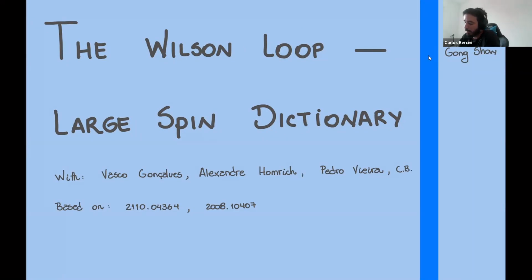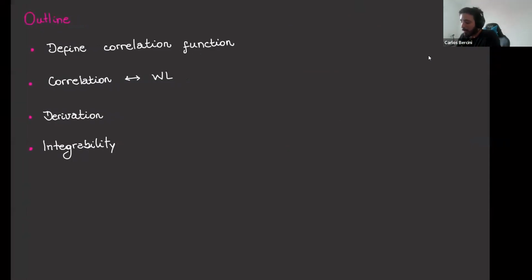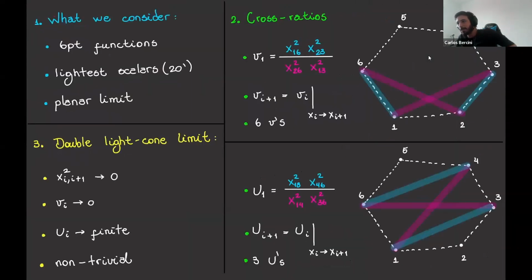So the plan for today's talk, it's very short. I want to define the correlation function that I will be talking about. Then I will comment about its relation with the Wilson loop. We will sketch a little bit this derivation through some bootstrap, and then we're going to tie the results, the future direction with integrability.